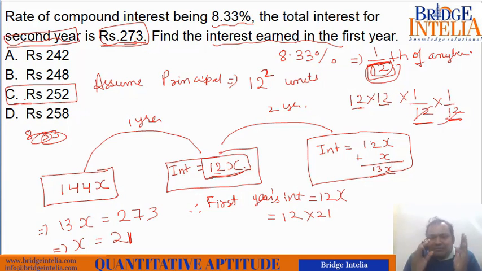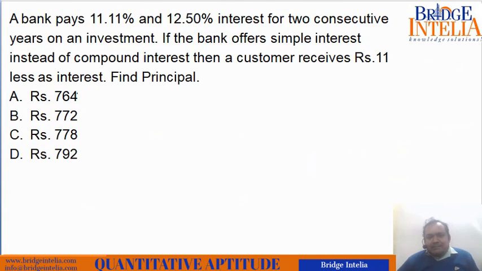So whenever you are able to represent rate into fraction, things will become very easy. Let's take another example. A bank pays 11.11% and 12.50% interest for two consecutive years on an investment. If the bank offers simple interest instead of compound interest, then a customer receives rupees 11 less as interest.